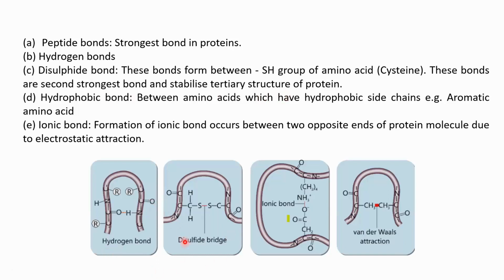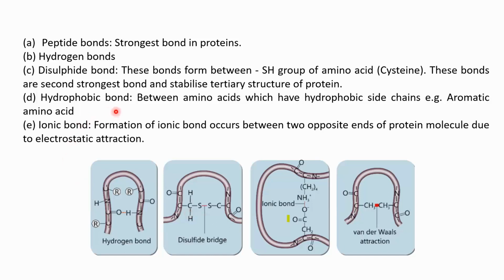So in this case, let's say two cysteines are present far from each other in a polypeptide chain, and the sulfur atoms of these two cysteines form a disulfide bond. So these disulfide bonds help in stabilization of the tertiary structure of the protein, and they are the second strongest bond after the peptide bond in proteins.